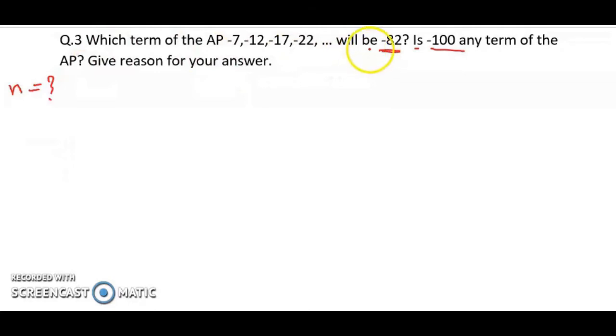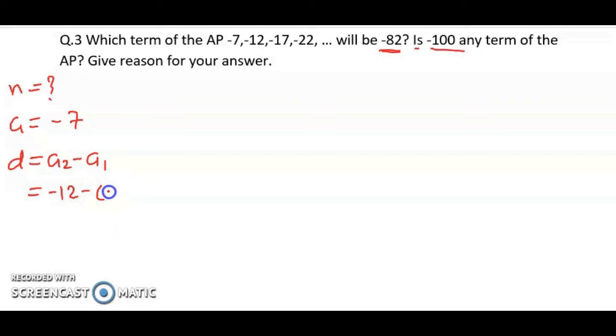So first, if you see the arithmetic progression, the first term of the arithmetic progression is minus 7. Then the common difference. For the common difference we can use the formula a2 minus a1. So a2 is minus 12 minus a1 is minus 7. So this becomes minus 5. And we want to find out which term of the AP will be minus 82.